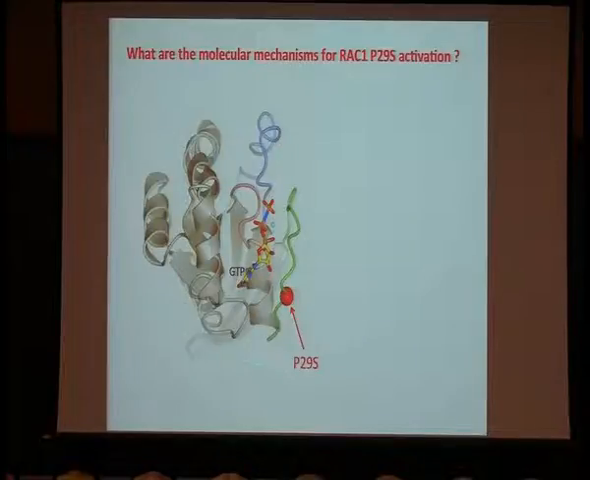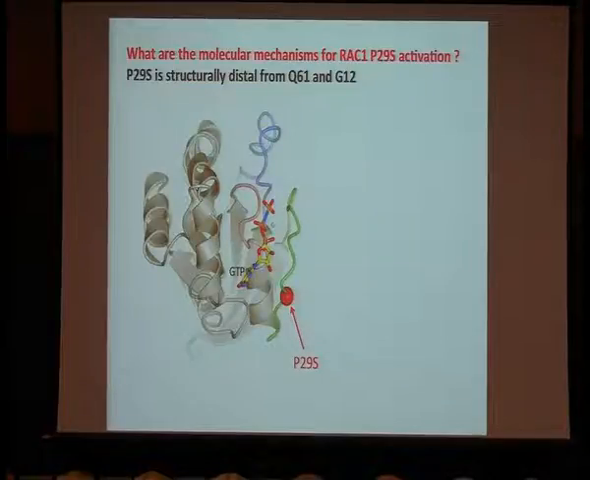The location of P29 is on this switch 1 loop. So switch 1 loop is in green, switch 2 is in blue, the phosphate binding loop is in pink, and bound GTP is shown here. So proline 29 is close to the guanine moiety in GTP, but it's structurally distal from codons 12 and 61. Codons 12 and 61 cluster close to the gamma phosphate of GTP.